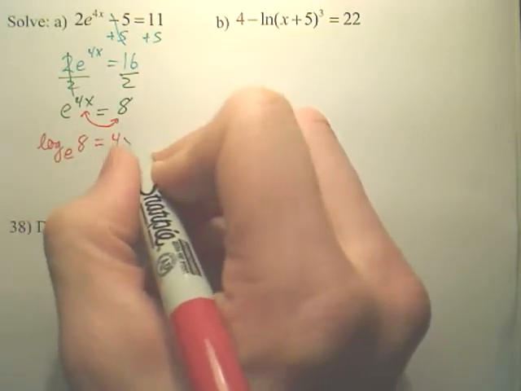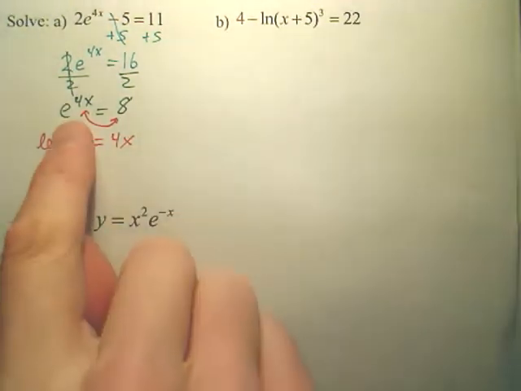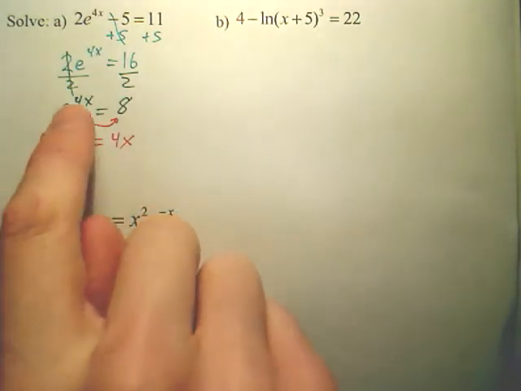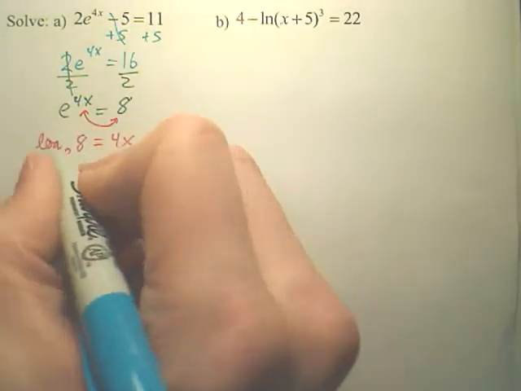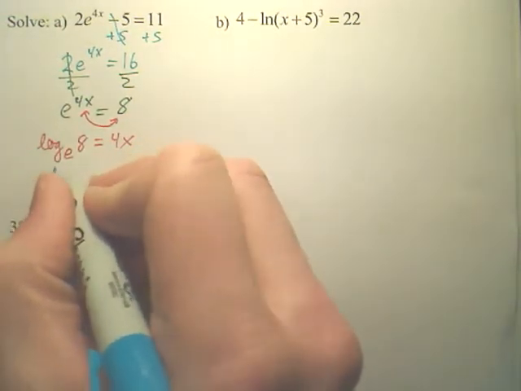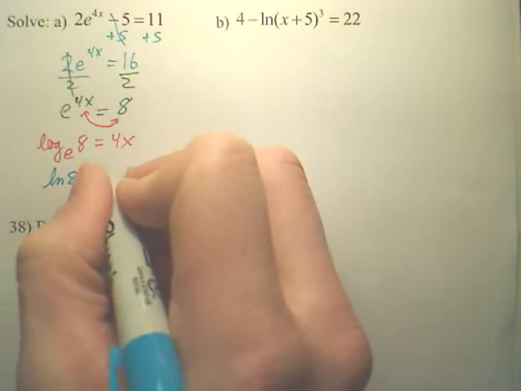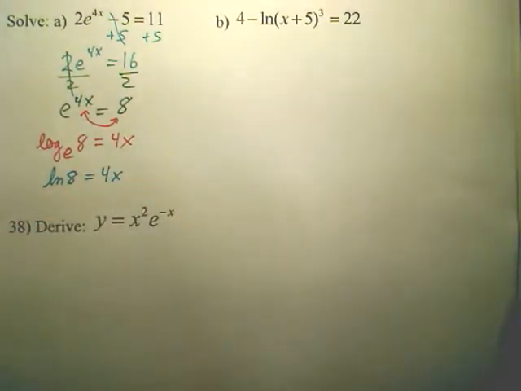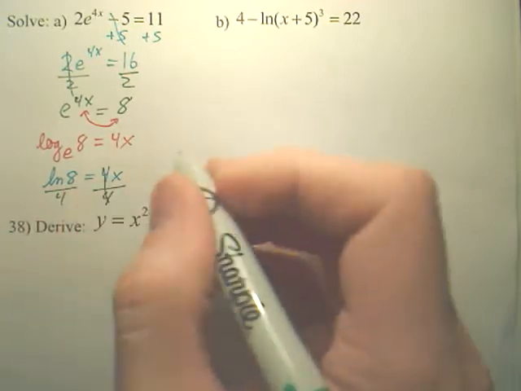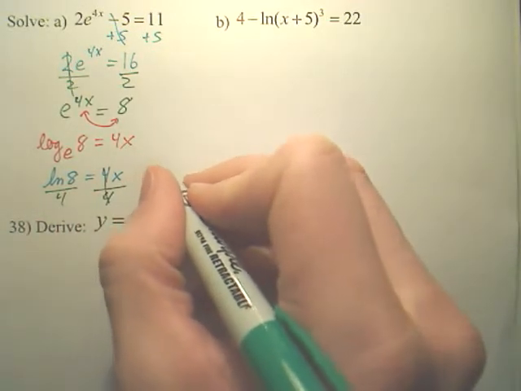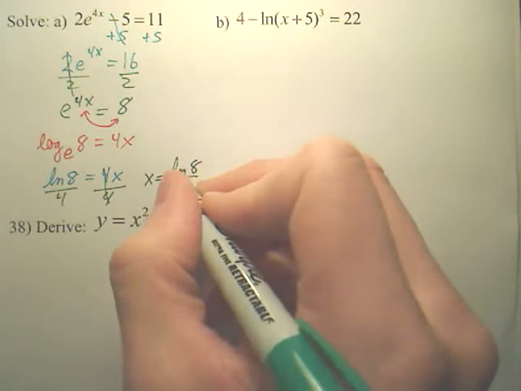I think it's real simple. Everybody's different. So again, you basically put a log in front. That's your base. Flip those two. Log base e is actually ln. And then to finish this, you are going to divide both sides by 4. So x is equal to ln 8 over 4.